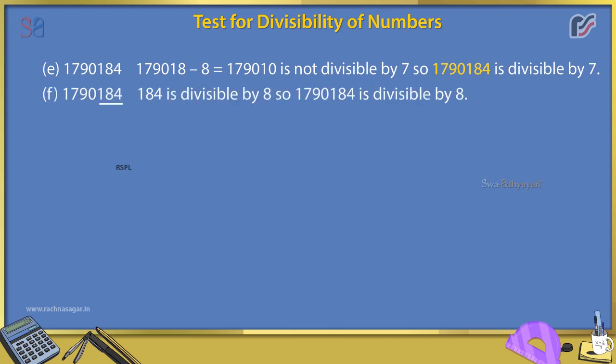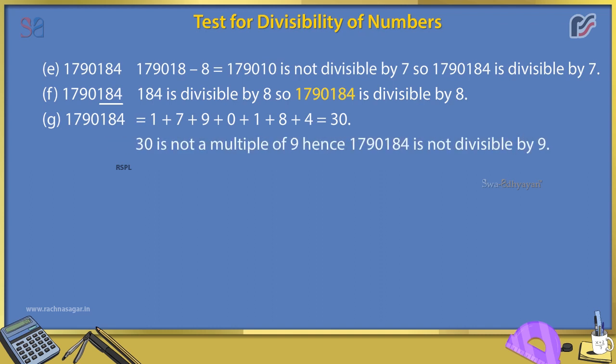F. 1,790,184: 184 is divisible by 8, so 1,790,184 is divisible by 8. G. 1,790,184 is equal to 1 plus 7 plus 9 plus 0 plus 1 plus 8 plus 4, which is equal to 30. 30 is not a multiple of 9. Hence, 1,790,184 is not divisible by 9. H.